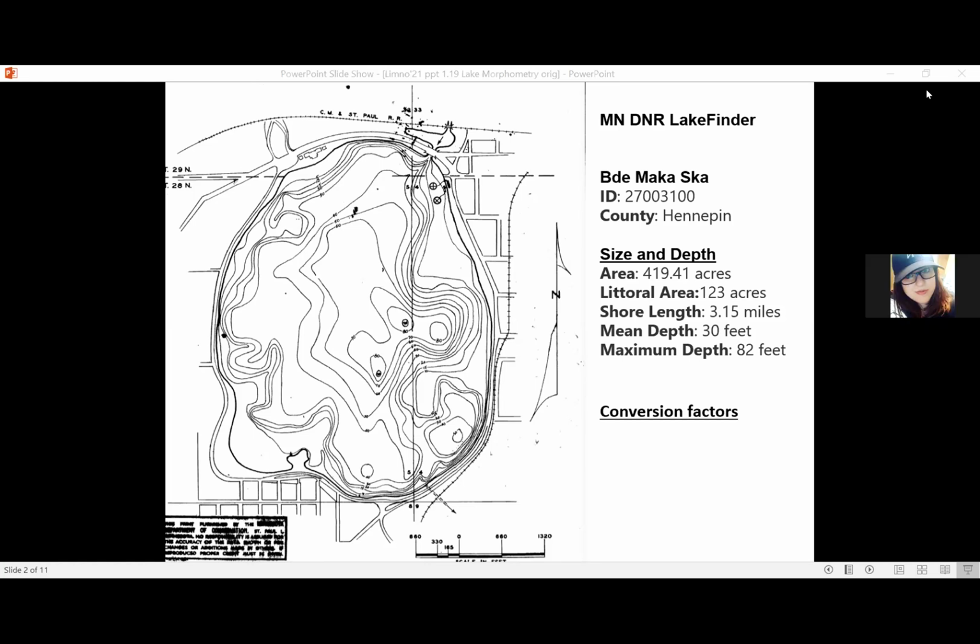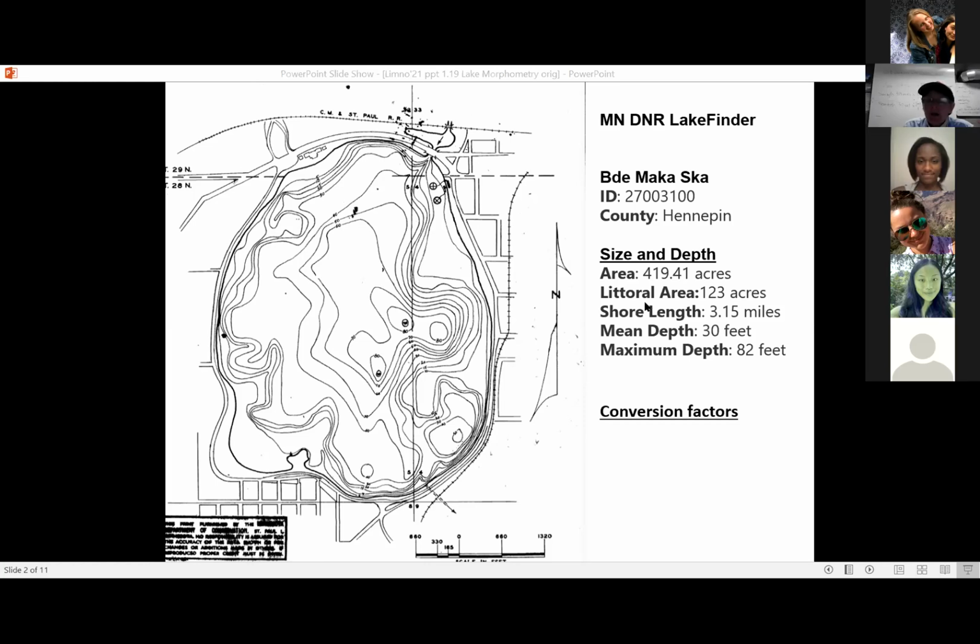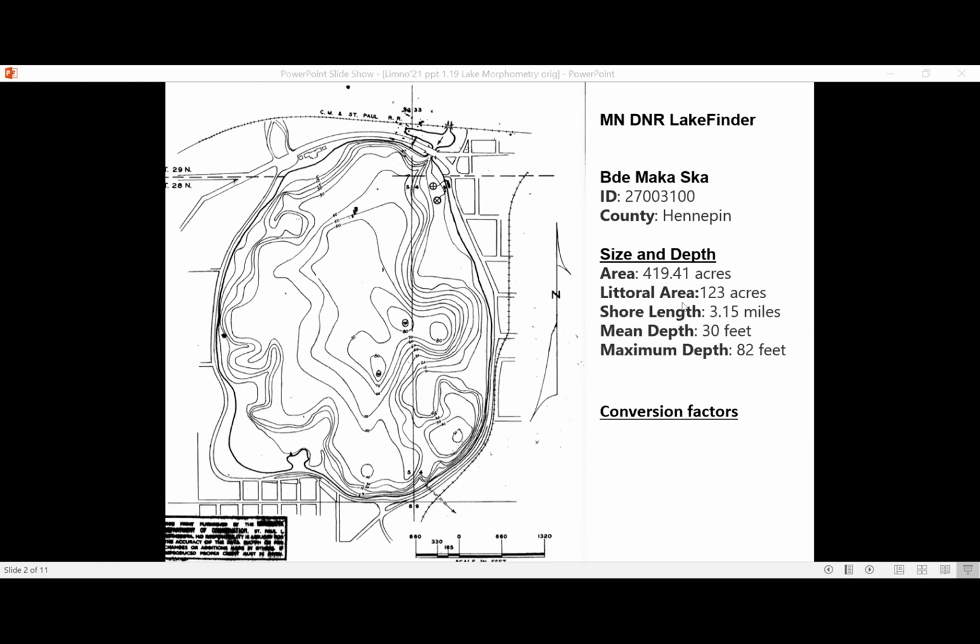Some of the other things that are very important about the morphometry of the lake are how much of the lake is shallow. A lake might have a deep part, but if most of the lake is shallow, that's really different from a lake that's all deep. Now, when we talk about shallow versus deep, really the most important thing is whether rooted plants can grow there. And that is the littoral zone. So the littoral zone is where plants can grow rooted to the bottom of the mud.